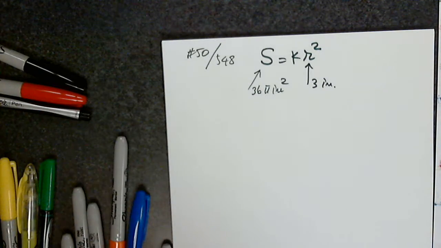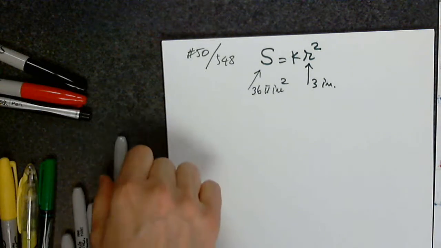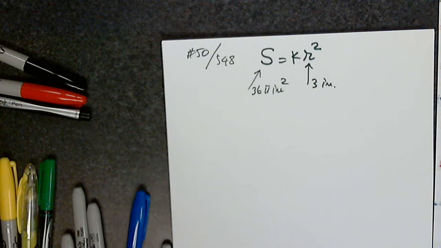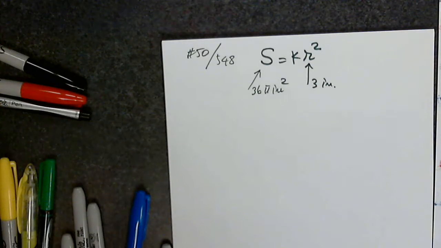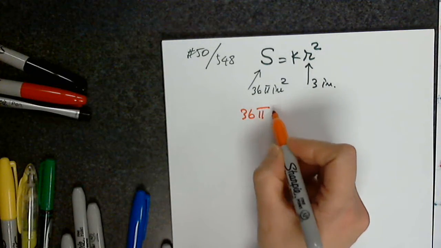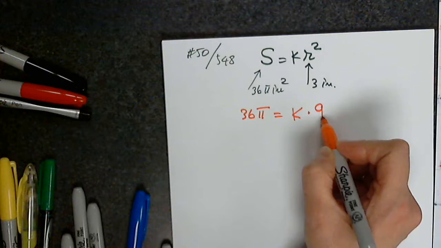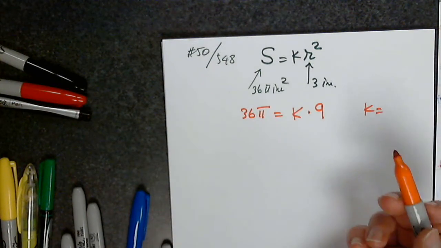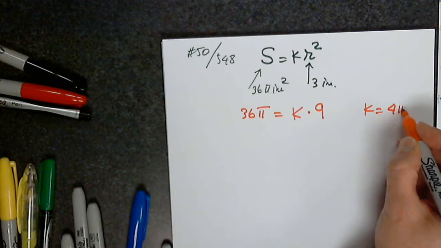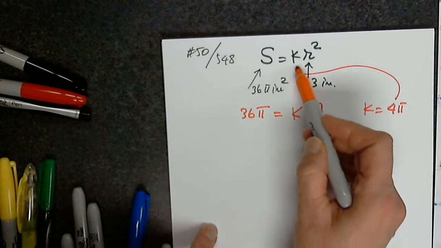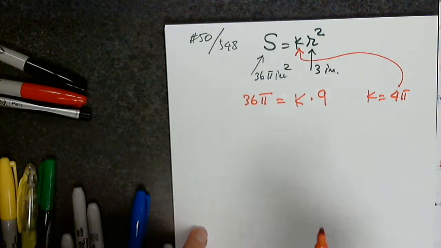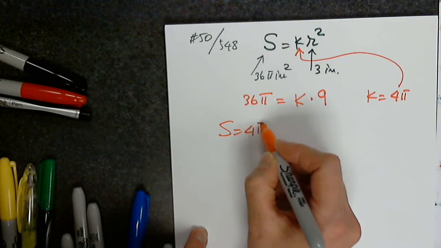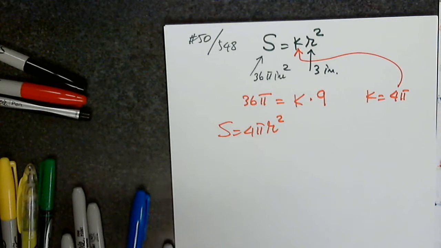what do I do next before I read on? Find k. 36 pi equals k multiplied by 9. Therefore, k equals, when I divide both sides by 9, I get 4 pi. I have to go back and put it in. S equals 4 pi r squared.